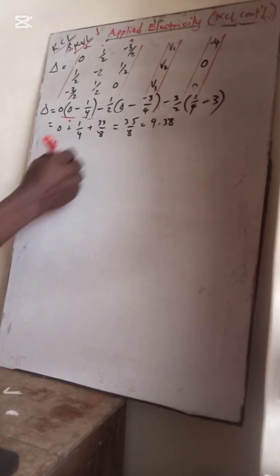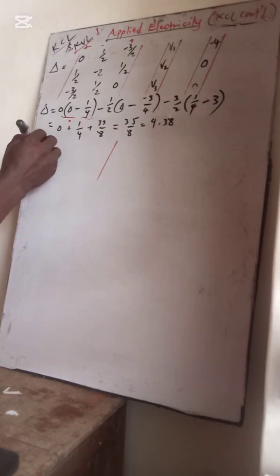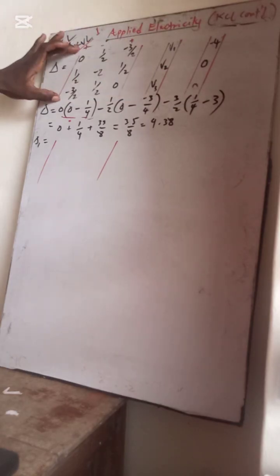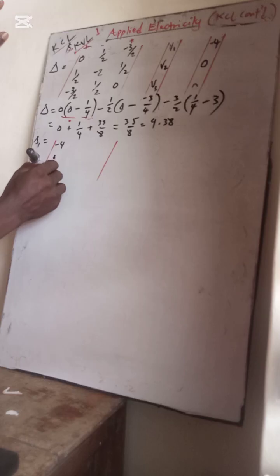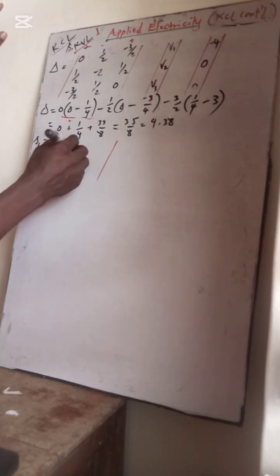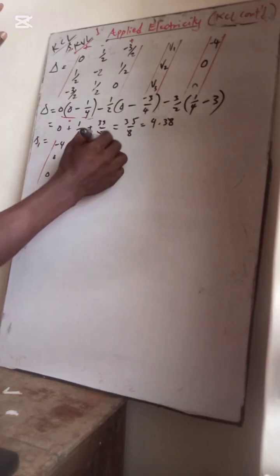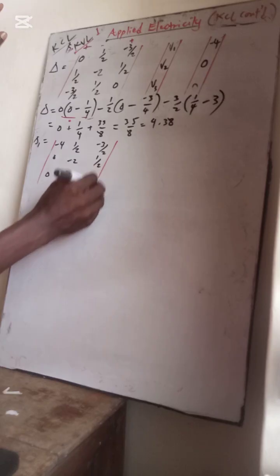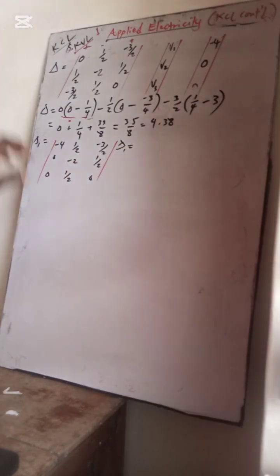Our delta 1. I told us we are going to bring this 1 by 3 matrix to the first column for delta 1. So we are going to be having minus 4, 0, 0. Then this one will remain normal: 1 over 2, minus 2, 1 over 2, then minus 3 over 2, 1 over 2, then 0.